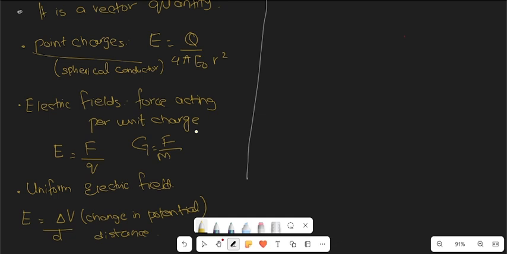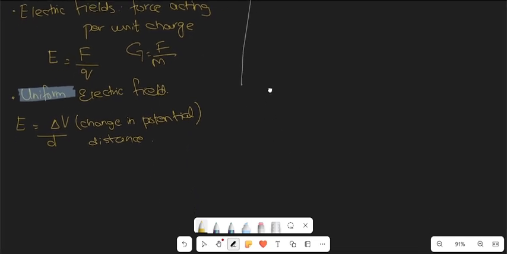That is only and only for point charges. Then you have electric fields, E equals F over Q, and if the word uniform is given to you, the moment you see this word, that is when you have to use this. Now let me make a drawing for you to understand it better.